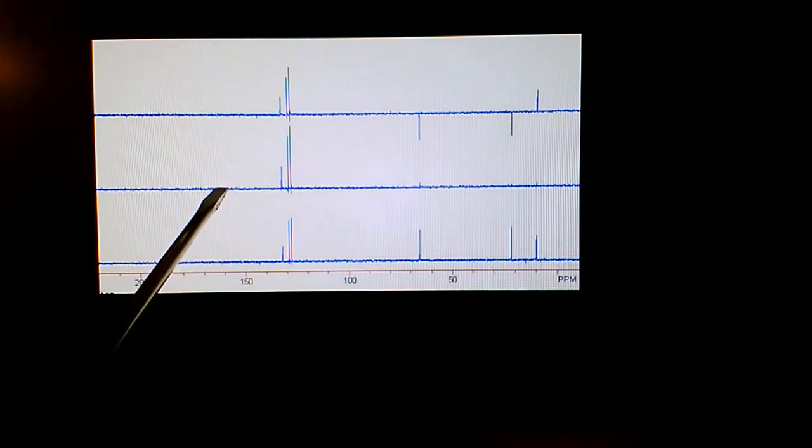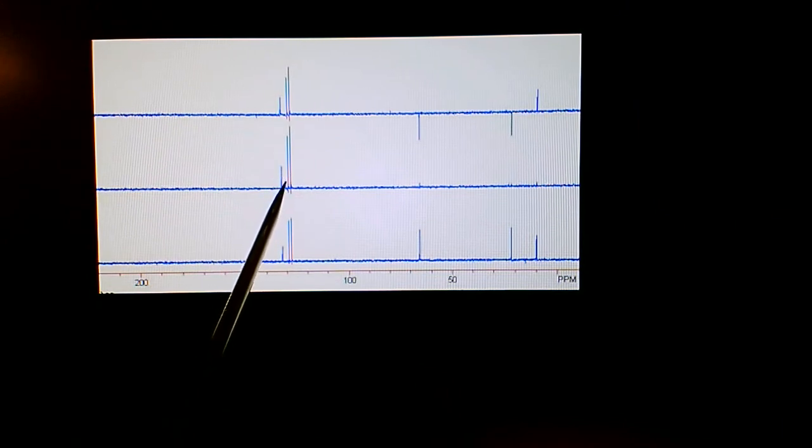What does the DEPT 90 show? That shows only CHs. So what can we see? Okay, there's a CH right there. Here are 2 CHs right there. And note, we know this is a CH. We know these two are both CHs also because they're in the DEPT 90.